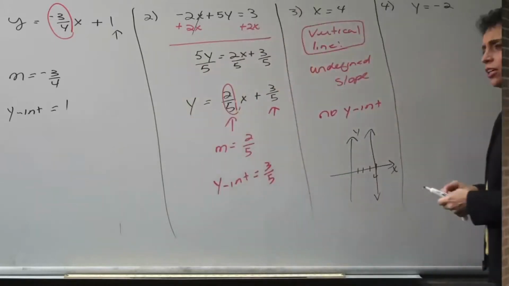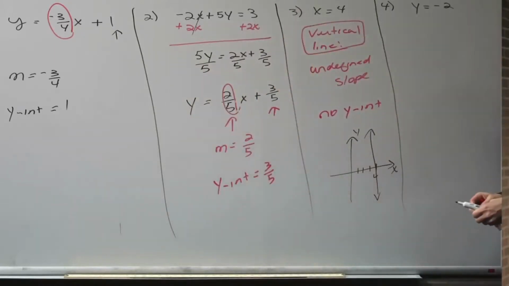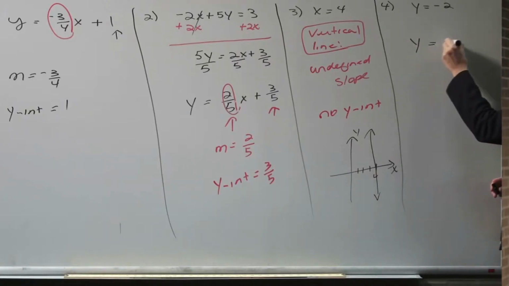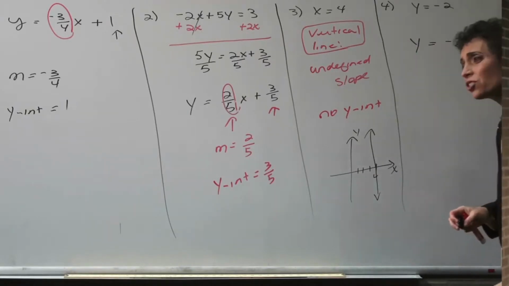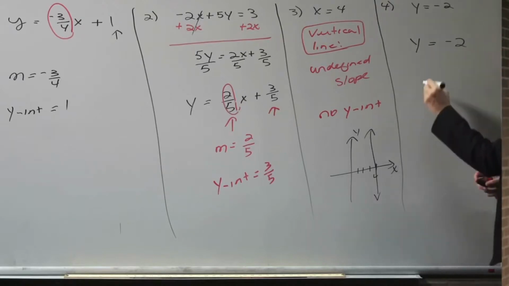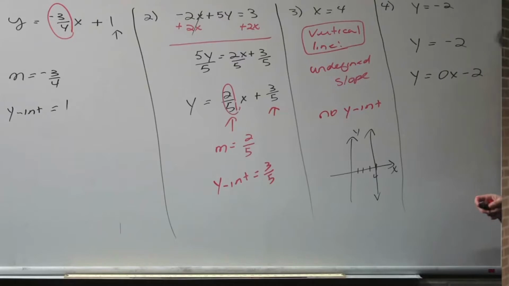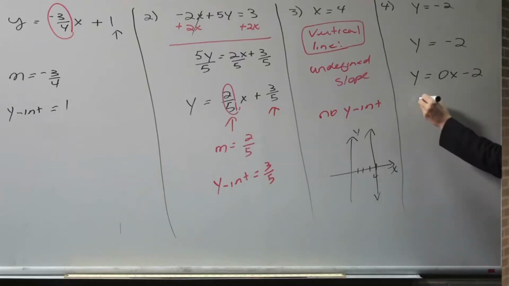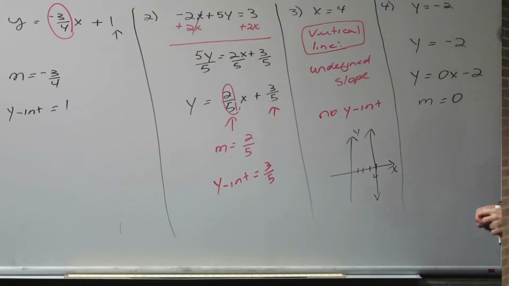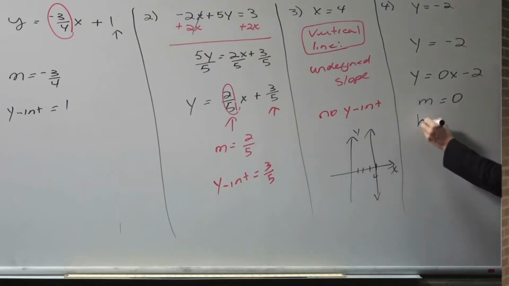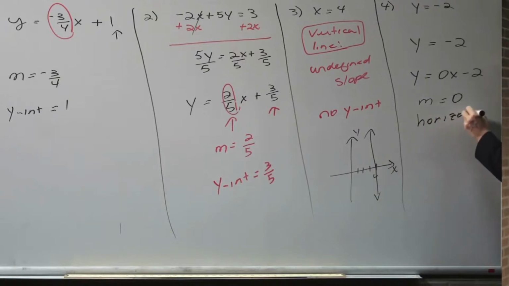Here we go. Let's look at this. y equals negative 2. That already is solved for y. But there is no x, so the slope is 0. Because another way to write this is y equals 0x minus 2. So the slope is 0. There is no variable. You know why the slope is 0? Because this is a horizontal line.